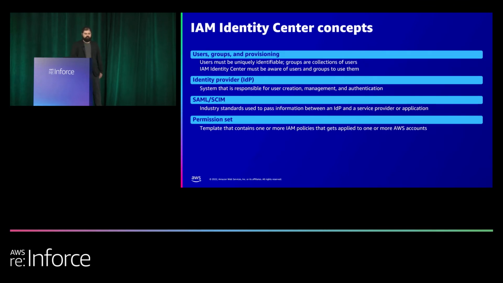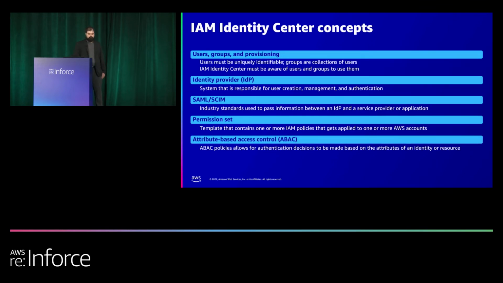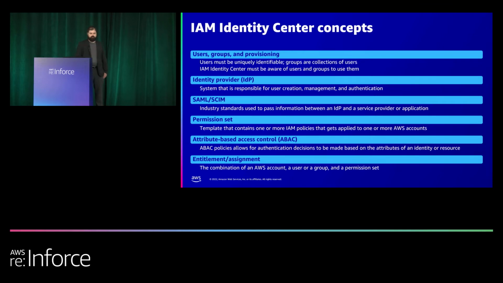Permission sets are a template created within Identity Center that contain IAM policies that get applied to AWS accounts managed by the service. Attribute-based access control is the capability that allows authentication decisions to be made based on attributes of an identity or a resource. And then finally, entitlements are the combination of an AWS account, a user or a group, and a permission set.